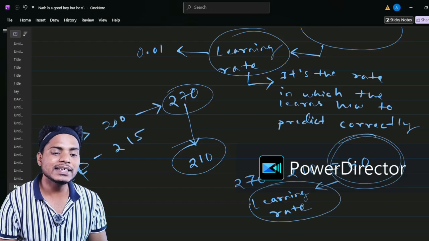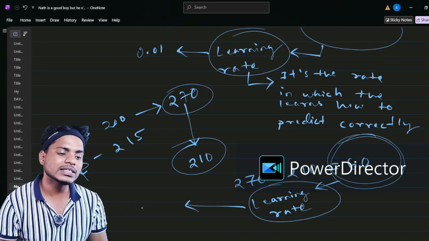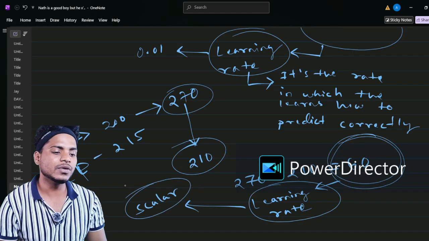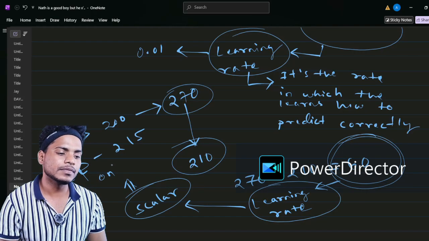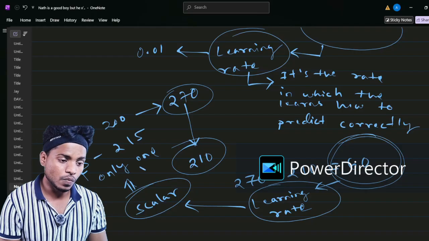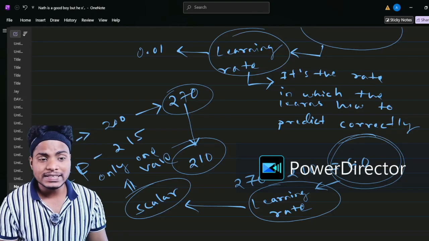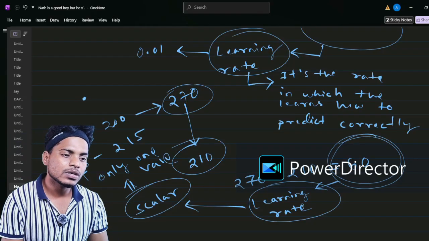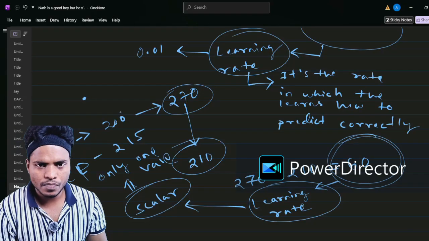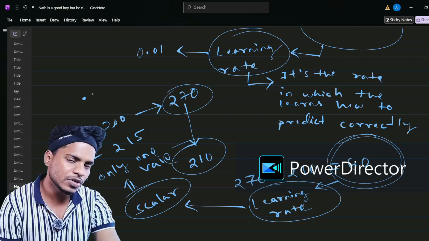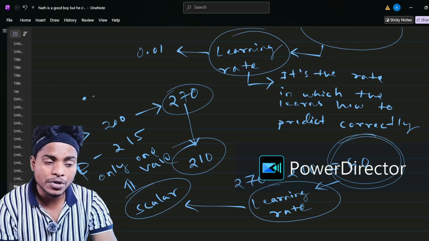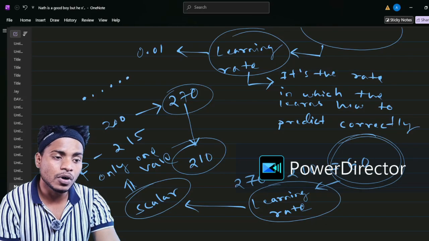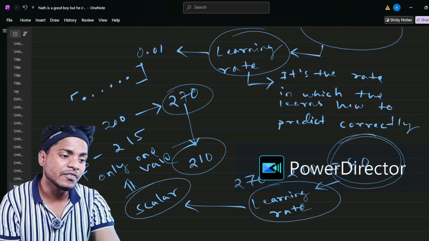And such learning rates are stored as a scalar number, only one value. So what is a scalar? It is simply a point. Then what is a vector? It does not have only one point, but multiple points in a proper order. This is called a vector.